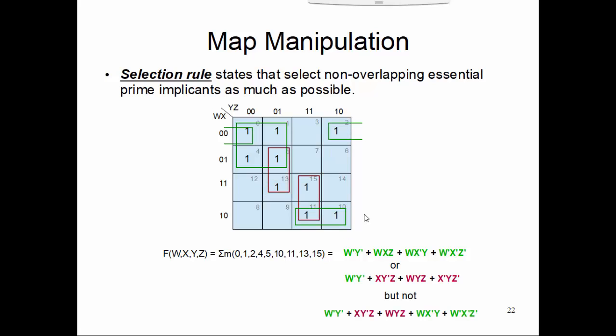We pick up, we make all the possible prime implicants, then we choose the group which can ultimately cover the whole of the ones in the boxes.